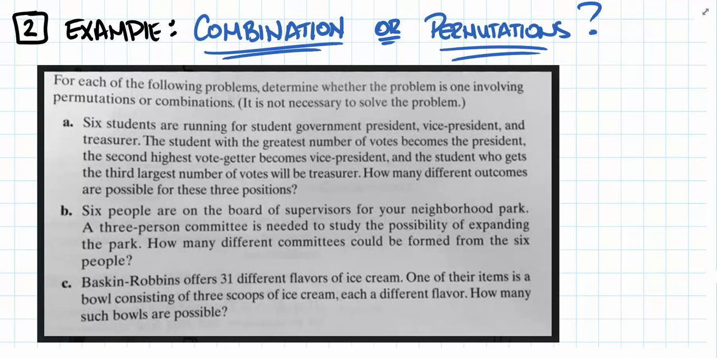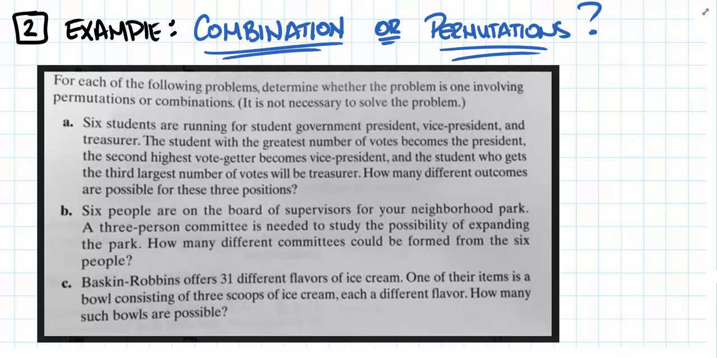Okay, box number 2 is an example. All we need to do is figure out whether or not this situation would be a combination in which the order does not matter, or a permutation in which the order does matter. You do not need to copy down all of these words, just sort of read along with me and come up with the ideas. So it says, for each of the following problems, determine whether the problem is involving a permutation or a combination. We don't need to solve it.